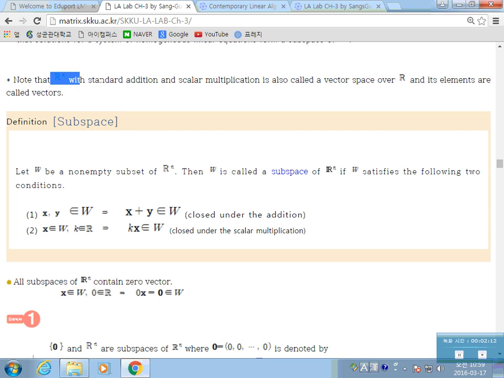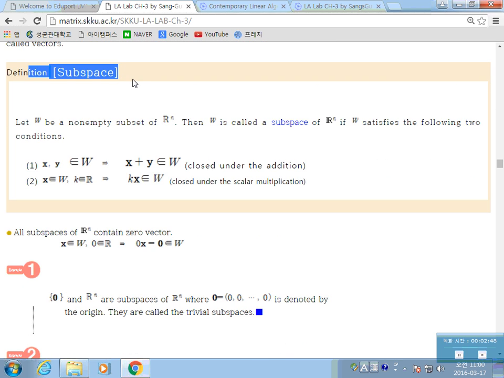Before we start, let's double check that Rn denotes the set of n-dimensional vectors with the standard addition and scalar multiplication, and it is called the n-space. Actually, it's a vector space over R, and the elements in Rn are called vectors. Okay, now the definition of subspace.